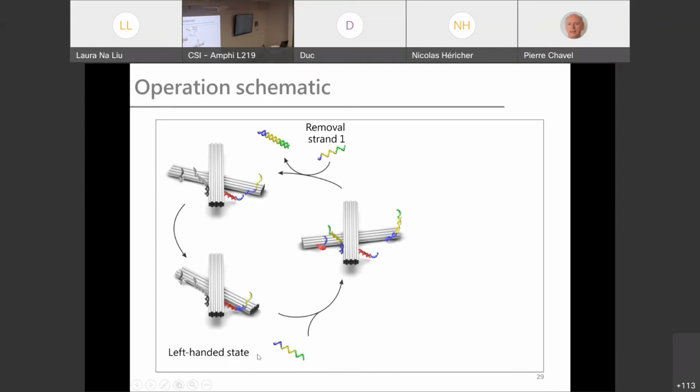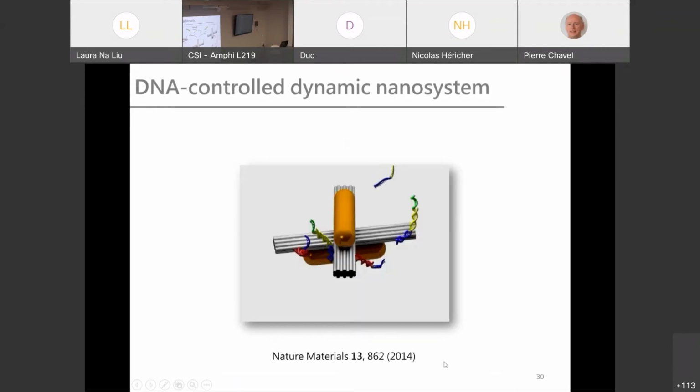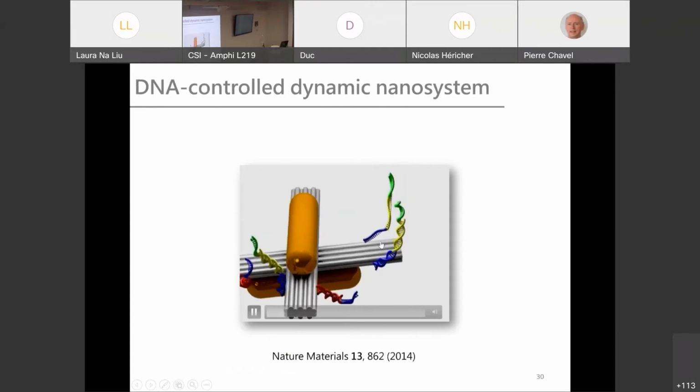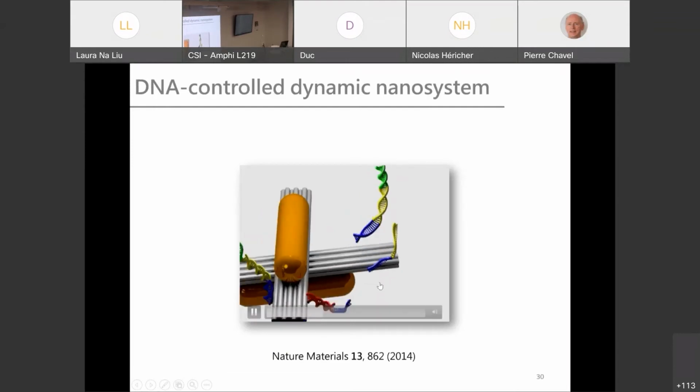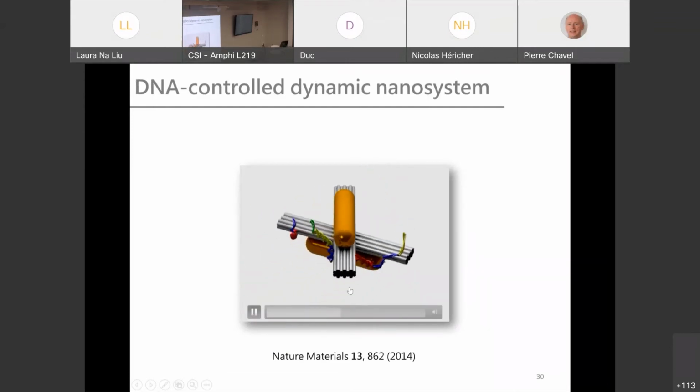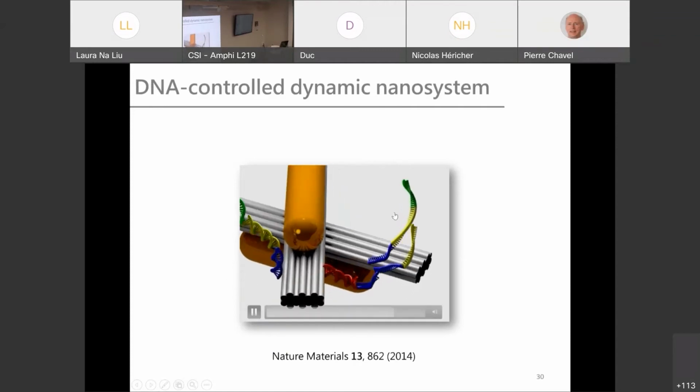So next, if I add return strand through the second toehold mediated strand displacement reaction, this lock can be opened. Then my system can go back to the relaxed state. So similarly, we can also drive the system between the relaxed state to the right-handed state. This is the process. So you see, I add the driving strand into the solution, and then the plasmonic system is locked into the left-handed state. And next, I add the return strand. This lock will be opened, and then the system will go back to the relaxed state.